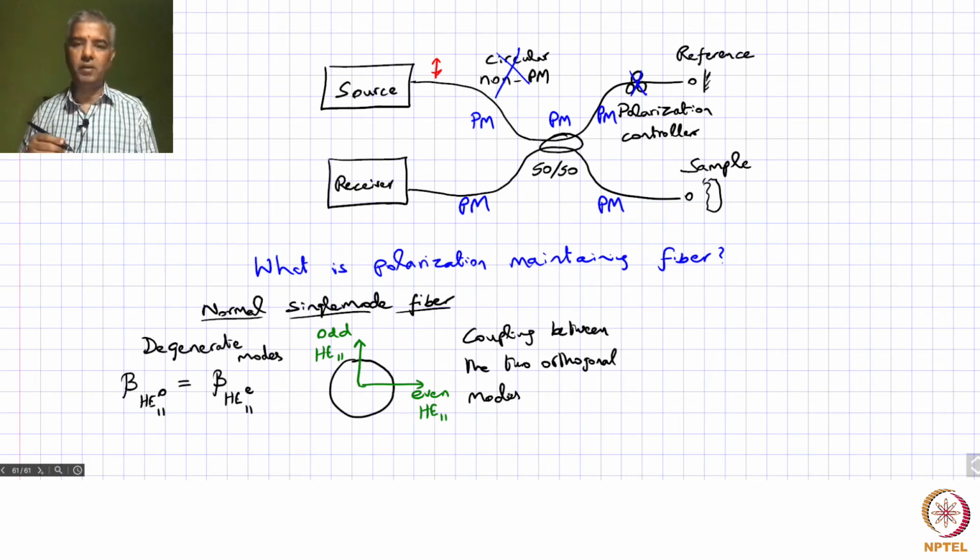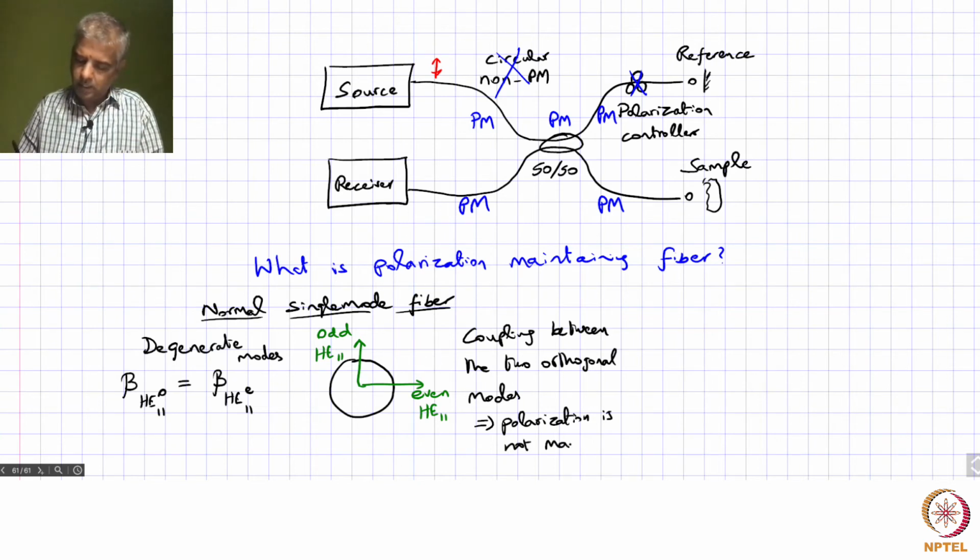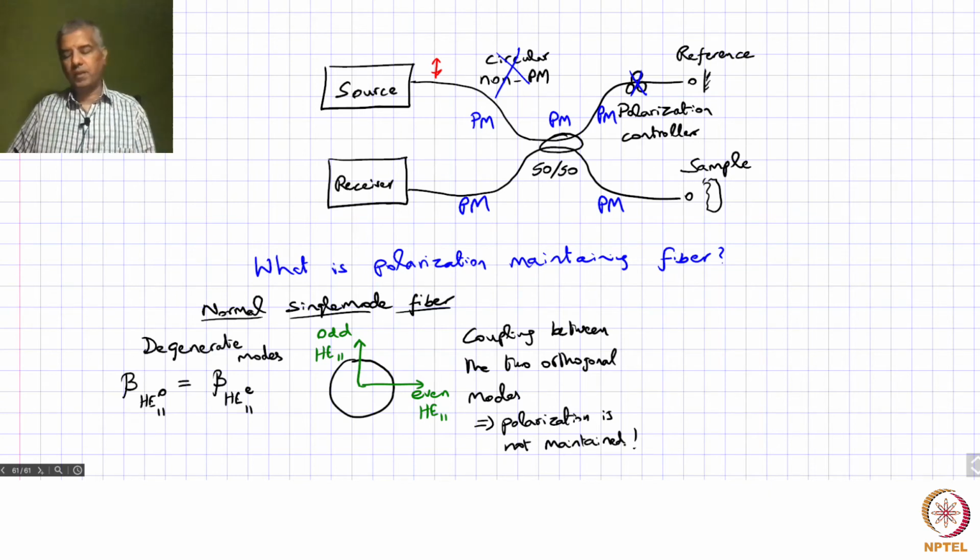So you could go to all these different polarization states in a random manner. You cannot predict that if you start with linearly polarized light here, it's going to be linear here. It could be some other polarization state, right? And that happens because of the coupling between two orthogonal modes, which means that polarization is not maintained in a standard single mode fiber. Okay, so that is what is happening in a standard single mode fiber.